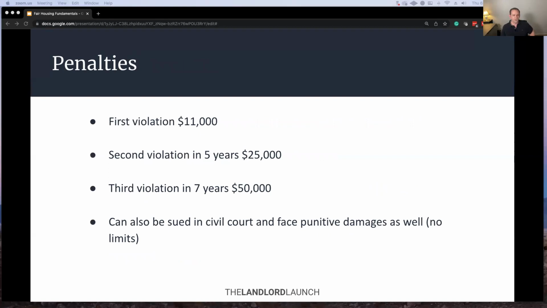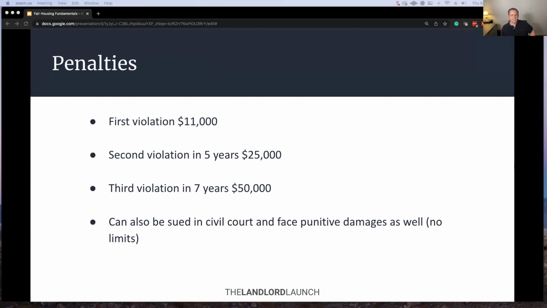If you are found guilty, if that holds up in front of a law judge or the administrative judge, and you are found guilty of discrimination, whatever the charge is, the HUD fees, the fines, the penalties, the first one's $11,000. If you have a second violation within 5 years, then an additional $25,000 will pop on. Third violation in 7 years, $50,000.